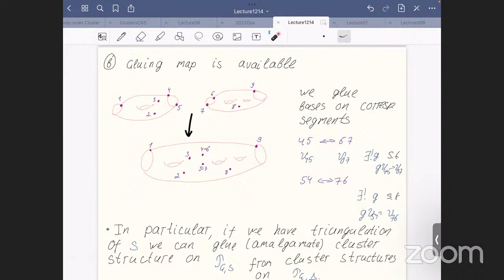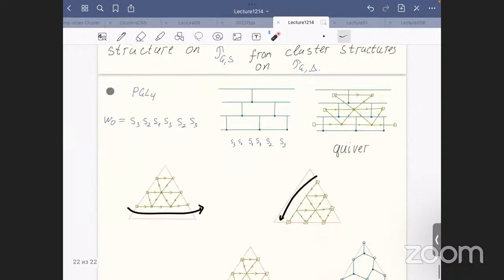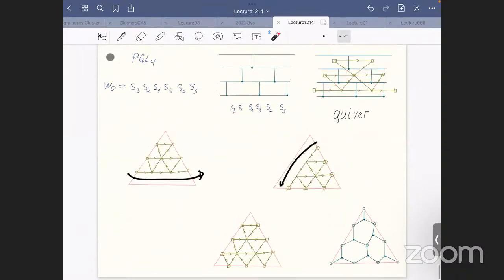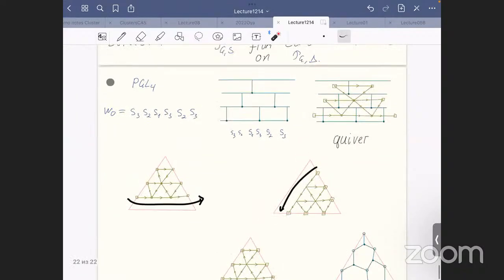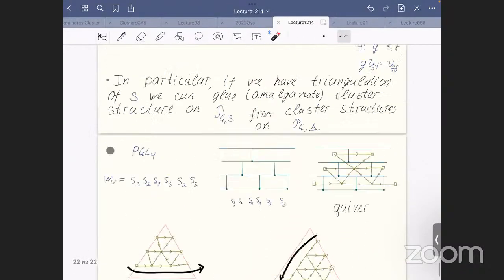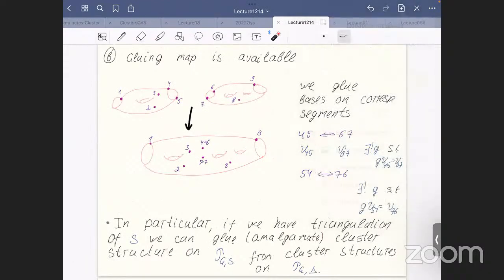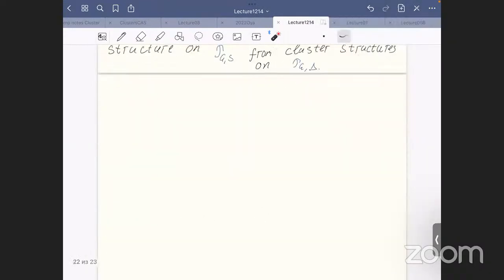So everything boils down to the triangles. Actually, similar it was for the PGL2 case. We took an ideal triangulation. In each triangle, we draw the standard quiver, and then we glue everything. Now, what happens in higher rank? Okay, here are some pictures. I prepared pictures, but maybe I'll show them slowly.